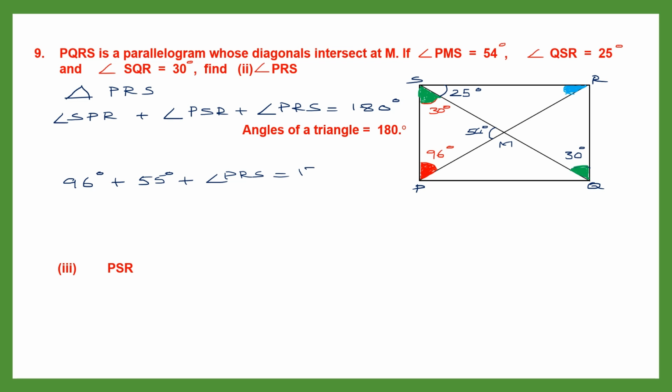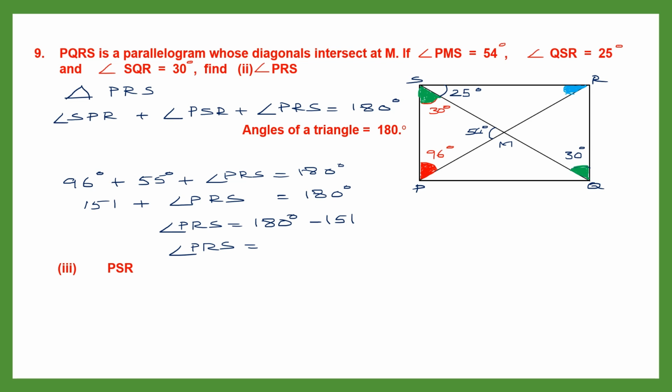It is 180 degrees. So to find out angle PRS, we add up these two. So how much do we get when we add up these two? We get 151. That is 151 plus angle PRS is equal to 180 degrees. So now to find only angle PRS, what do we say? We say 180 degrees minus 151. So we have found angle PRS, and that is 29 degrees. So this is question 2. We have found angle PRS, that is 29 degrees. So this we have found.